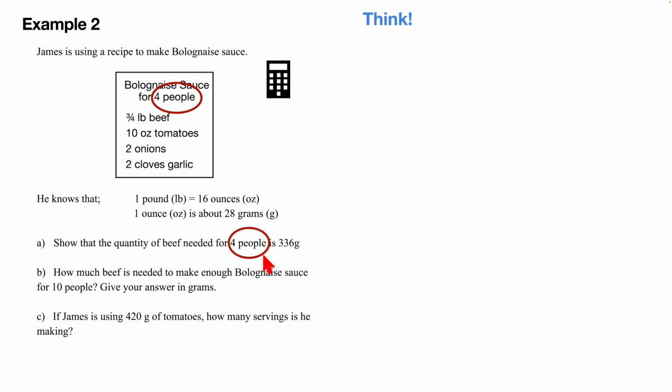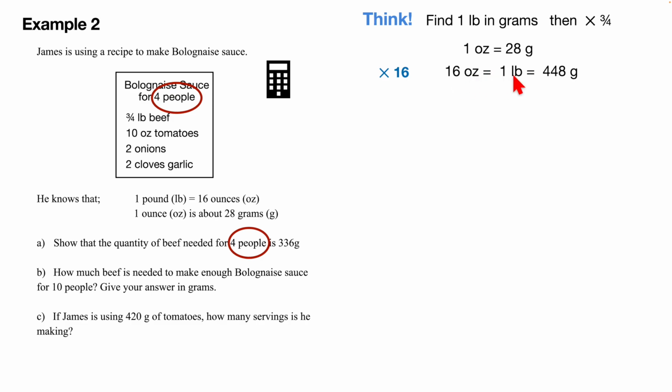Okay, so that's good. Find a pound in grams and then multiply by 3/4. Well, that seems sensible. We've got this information here, and we know it's 3/4 of a pound we're looking for. So 1 ounce equals 28 grams times by 16. 16 ounces equals 1 pound equals 448. It's useful to be able to do this because it might well pop up in a question, and it'll be a tricky question with good marks. And now I know that is a pound's worth.